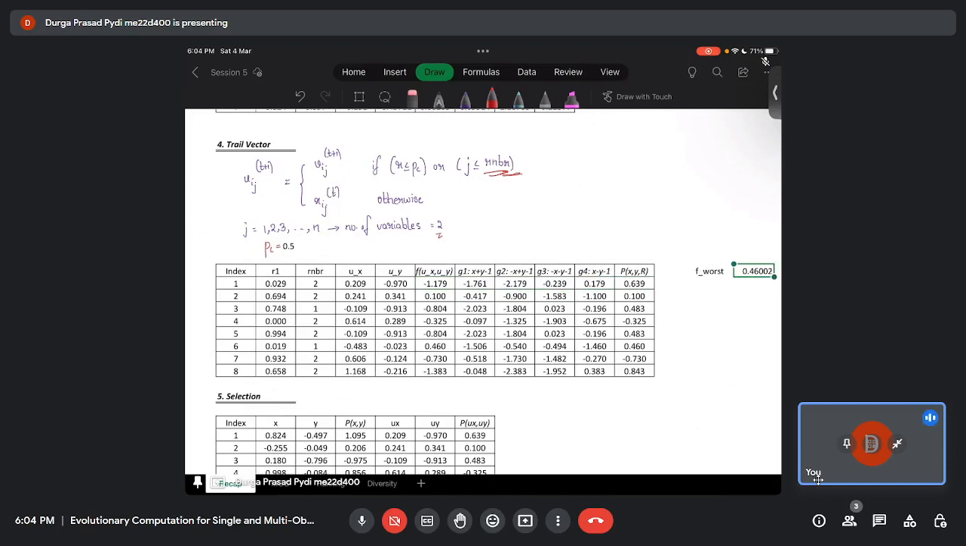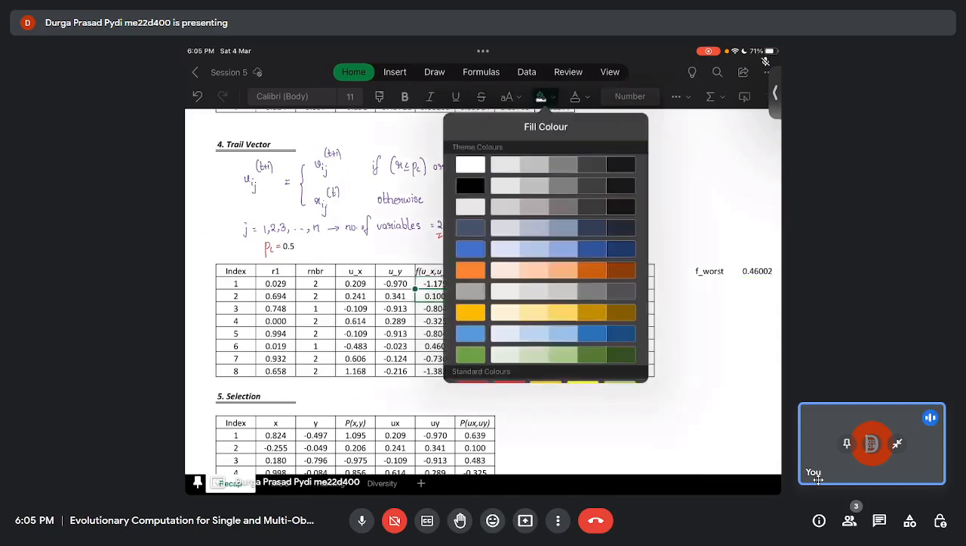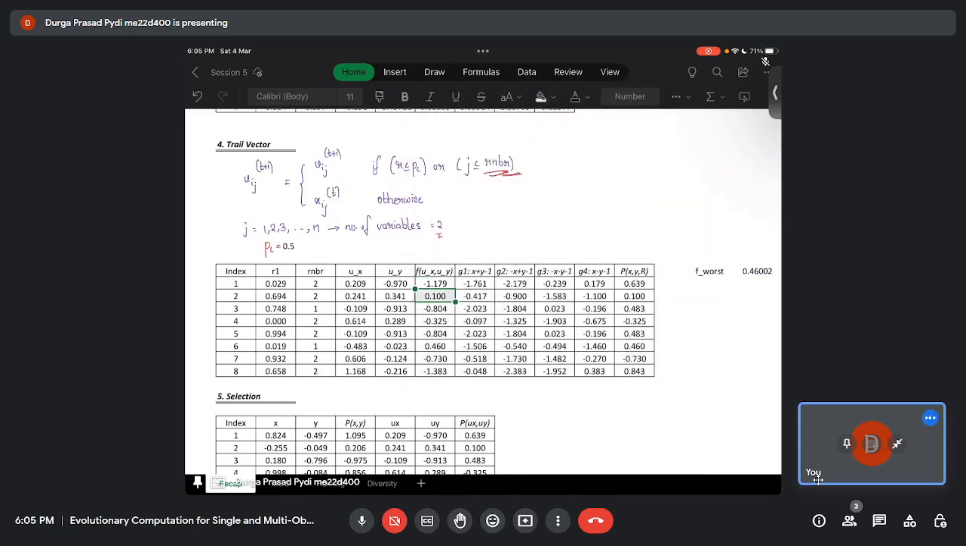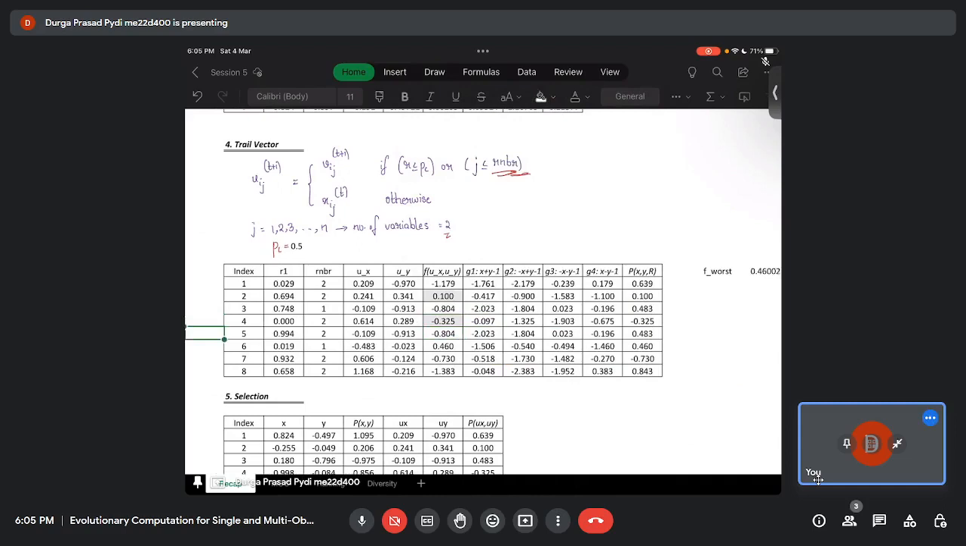F worst is obtained from all your feasible solutions. So if you can see, we will go through them. The first one, G4 is positive, so that is infeasible. For the second one, all of them are negative, so that is a feasible solution. Third one, G3 is positive. For the fourth one, all of them are negative, so that is another feasible solution. And for this one, the third one is again positive, so it is infeasible. For this particular solution, all of them are negative, so this is a feasible solution.